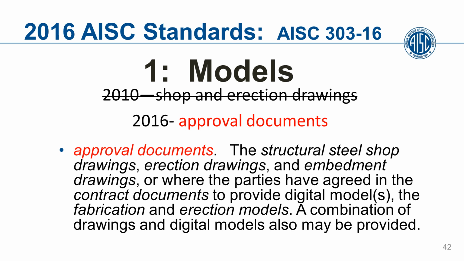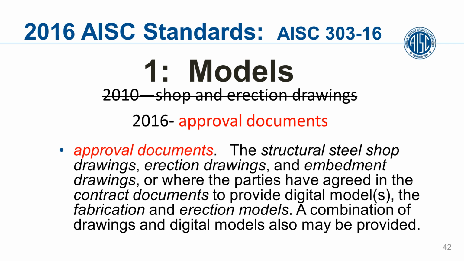This is a new term, approval documents. It sort of replaces shop and erection drawings. An approval document says the structural steel shop drawings, erection drawings, and embedment drawings, or where the parties have agreed and the contract documents provide digital models, the fabrication and erection models. A combination of drawings and digital models may also be provided.